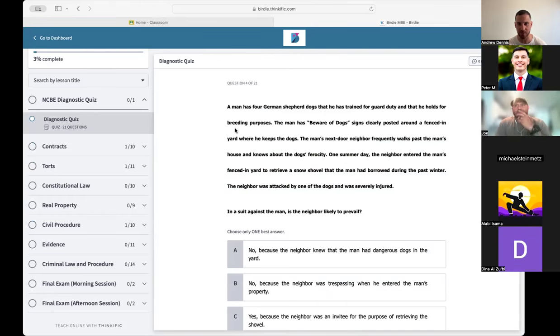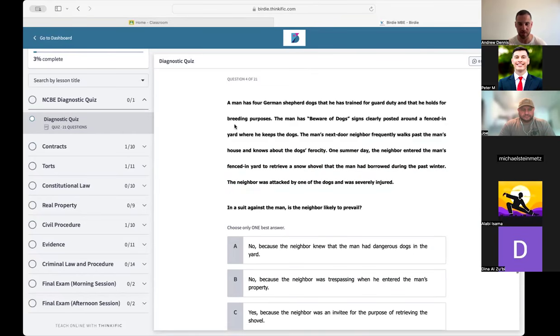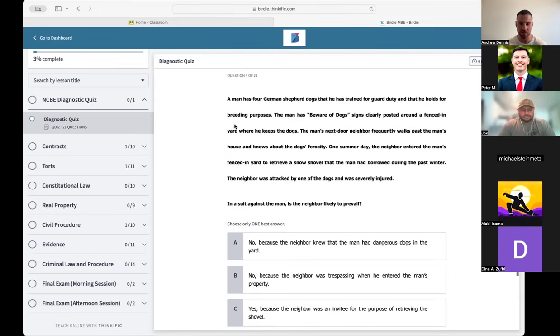The man's next-door neighbor frequently walks past the man's house and knows about the dogs' ferocity. One summer day, the neighbor entered the man's fenced-in yard to retrieve a snow shovel that the man had borrowed during the past winter. The neighbor was attacked by one of the dogs and was severely injured. In a suit against the man, is the neighbor likely to prevail? No, because the neighbor knew that the man had dangerous dogs in the yard. No, because the neighbor was trespassing when he entered the man's property.